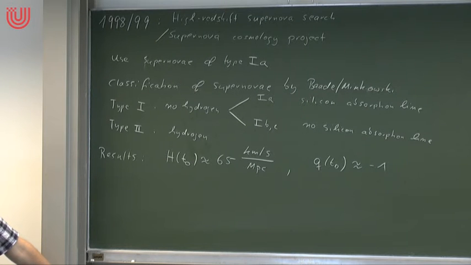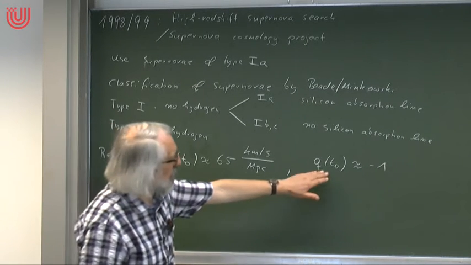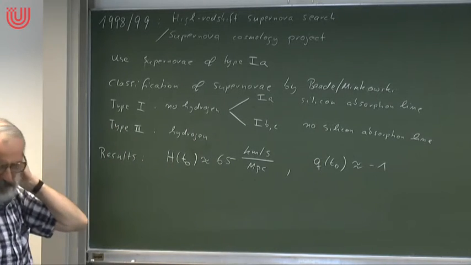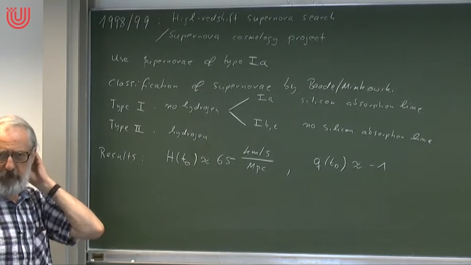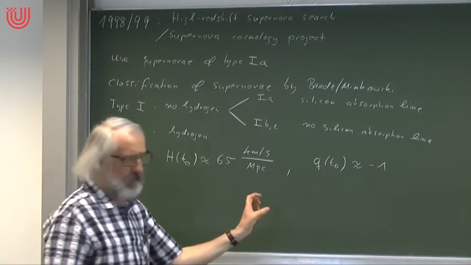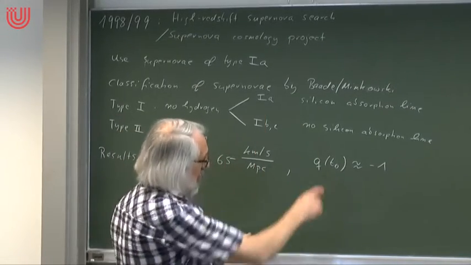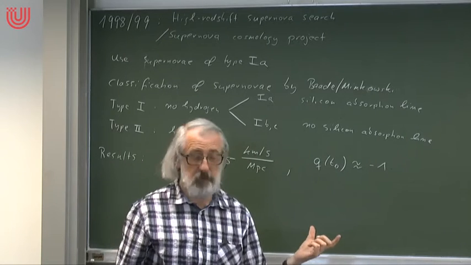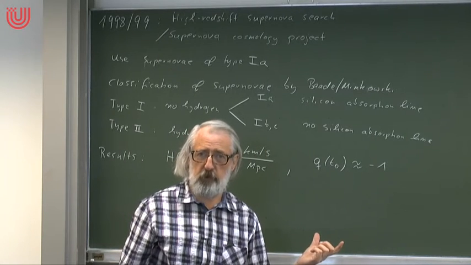So the data were quite clear. That Q is negative was established at a confidence level, I think, of 7 sigma or something like that. You know, sigma is a standard deviation. If you have a Gaussian distribution, then within 3 sigma you have, what is it, 99.8%, I think, of all data points.